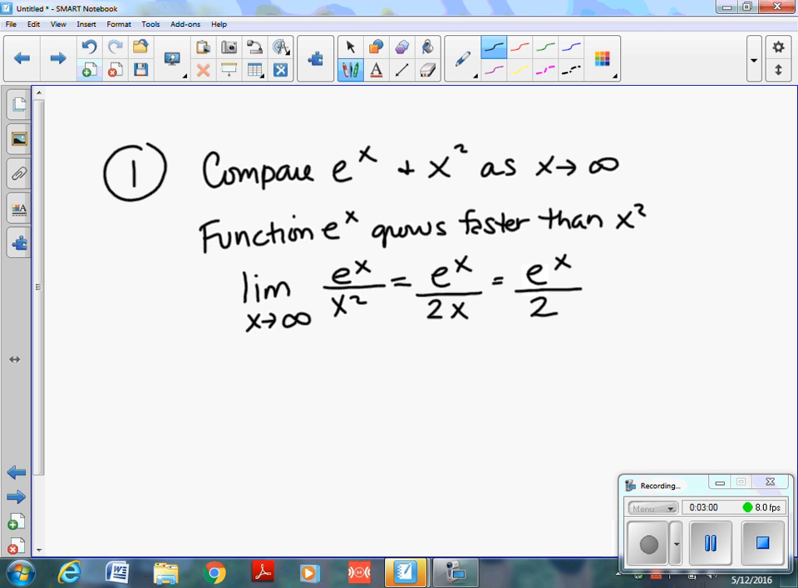Okay, as x is getting bigger and bigger and bigger, think about it, as e is 2.718, if it keeps getting bigger and bigger and bigger, divided by 2, it's getting closer and closer to infinity. I just showed you that the function e to the x grows faster than x squared because my answer ends up being infinity.